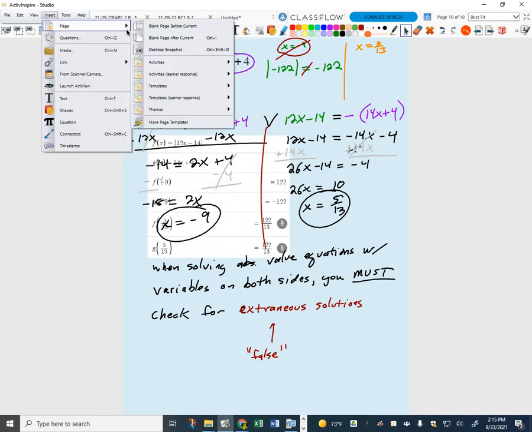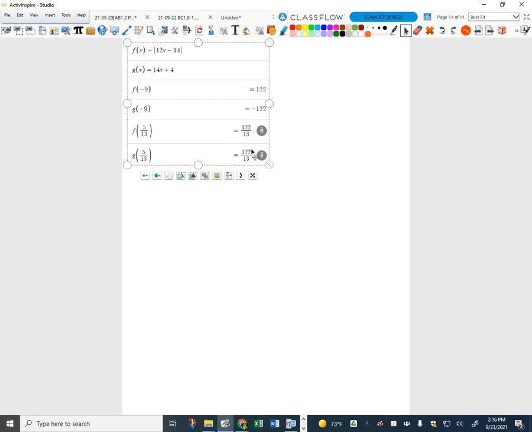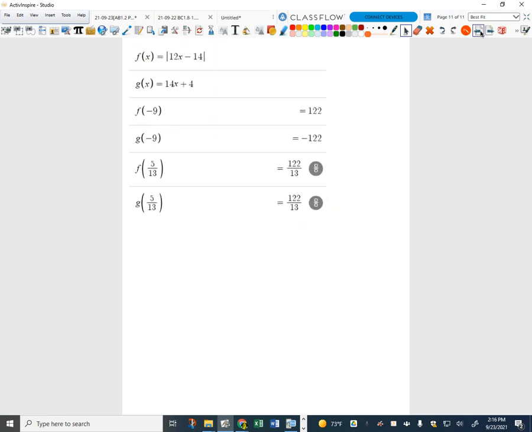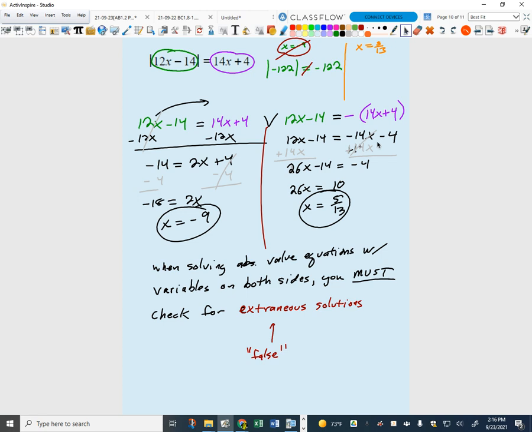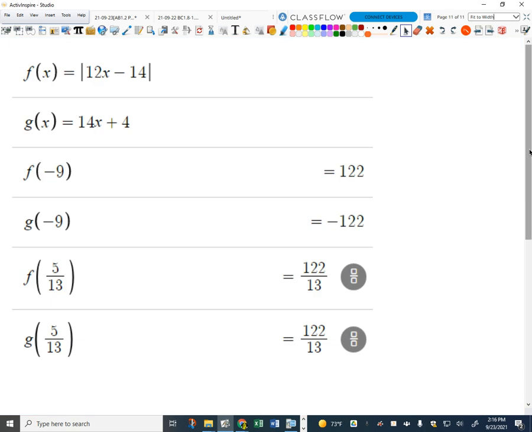Make a new page. Oops. So there's a little reminder in the notes of how we did that. So we found that yes, 5/13 is a solution, but no, -9 was not. Okay, give me thumbs on that. Does that make sense? Okay, let's try one more of those. Do I have one more?